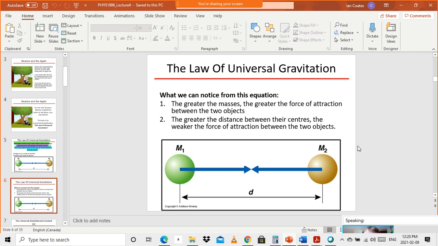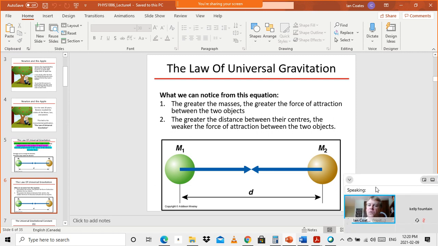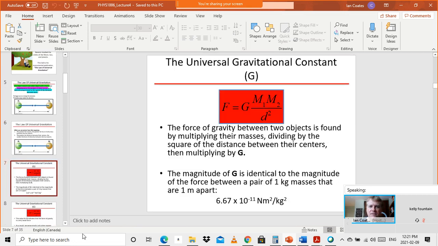And inversely, point number 2, the greater the distance between the two, the weaker the force gets. So the bigger the mass, the bigger the gravity. The farther apart two objects are, the weaker the gravity. That's how this thing works. Kind of makes sense, right? Maybe not, but we'll get in there.